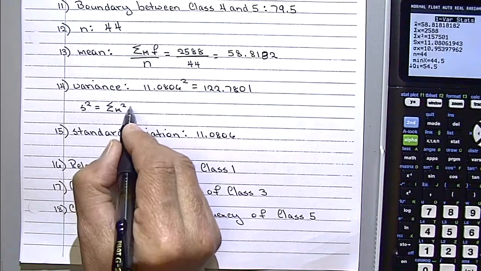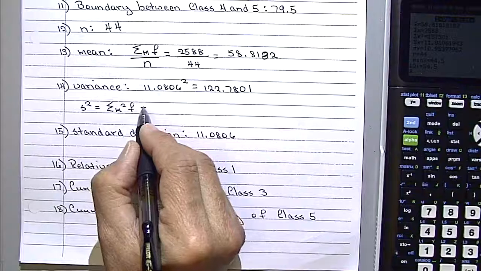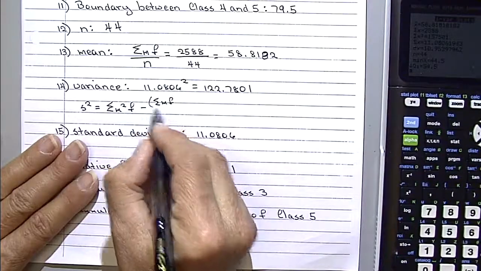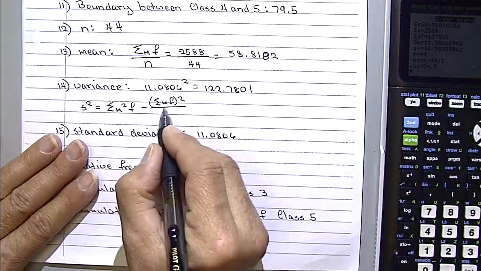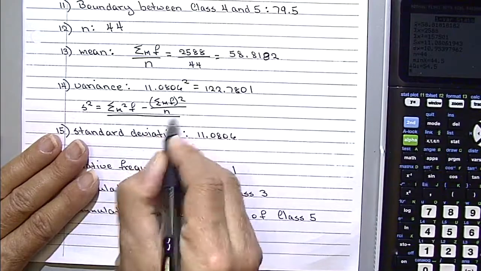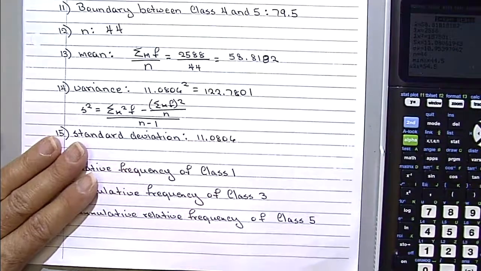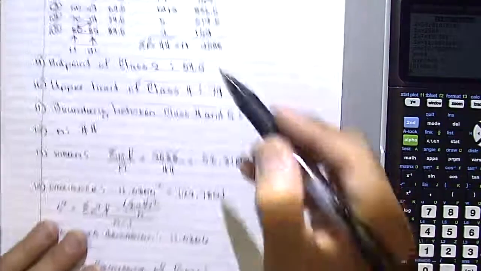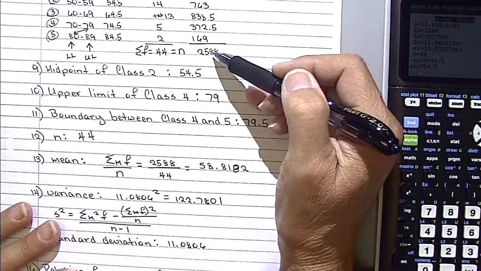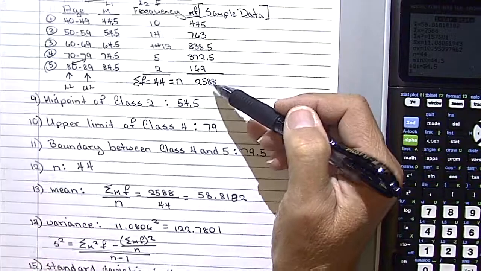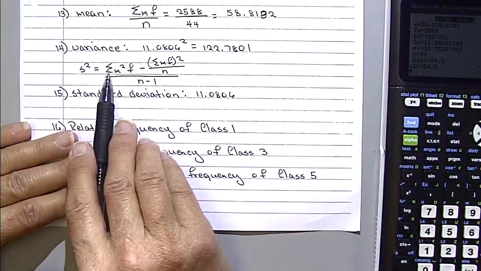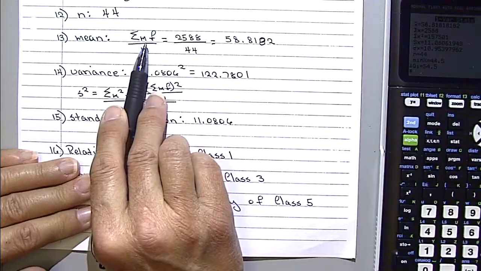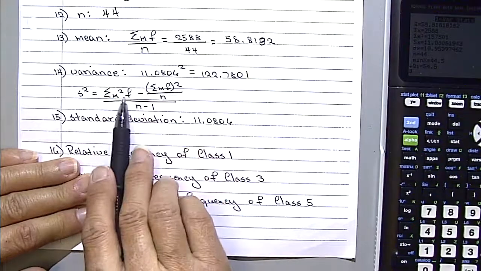Midpoint squared frequency, minus the sum of midpoint frequency squared divided by n, divided by n minus 1. So we have most of these pieces already. We have already got the sum of midpoint frequency right here. We did that already. The one we don't have is the sum of midpoint squared frequency. We used the sum of midpoint frequency when we did the mean, didn't we? So we know that one. This one we don't know.